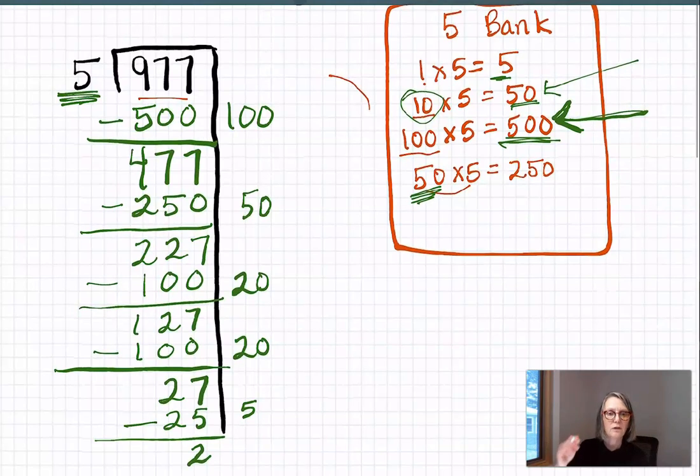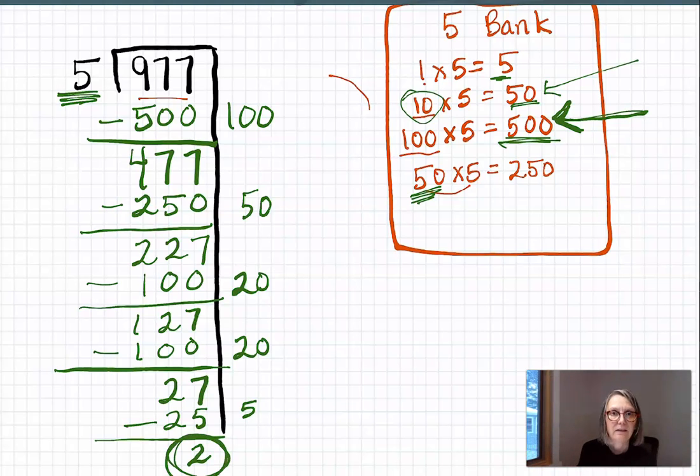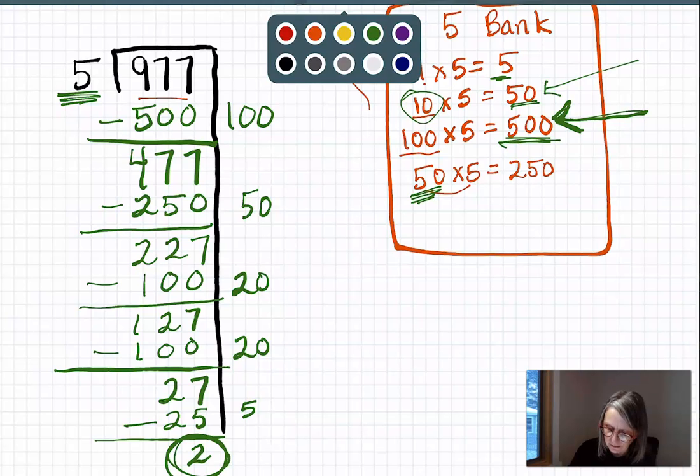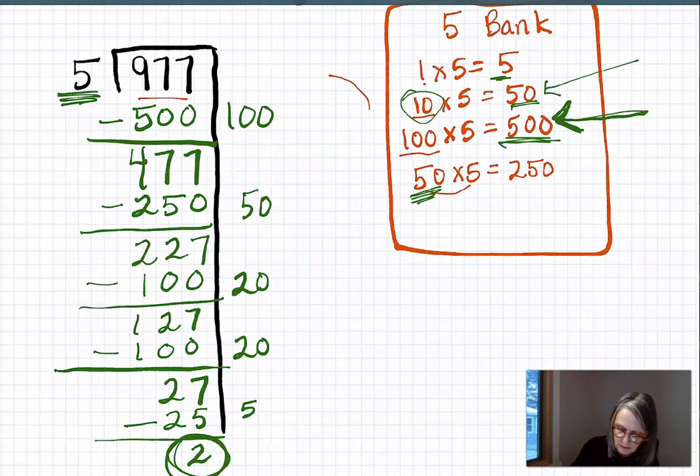Let's think about 2. I need to put 5 in a box for this bakery, where the baker is doing that, and I can't do it. I only have 2 left. So 2 is our remainder. Our remainder, that means what we have left over. So I'm going to write my remainder, R. We have 2 left over that we cannot put into a box of 5.